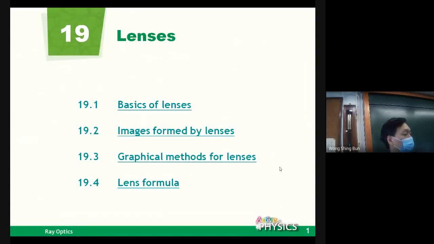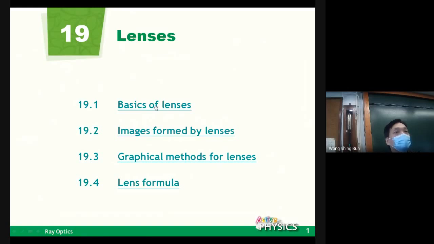What's the chapter 19? Lenses. 透鏡啊，中文叫做光學透鏡. So this chapter is very important in examination. Maybe one long question, because you will draw the diagram, complete the diagram, and then find out something. Here we have 4 sessions, a very important one.